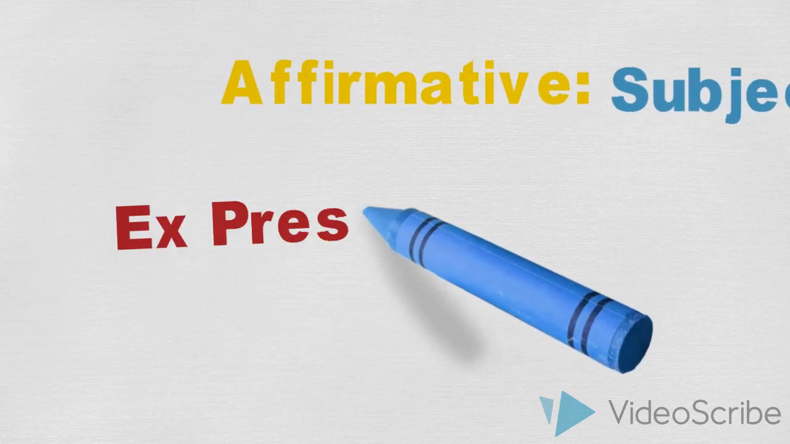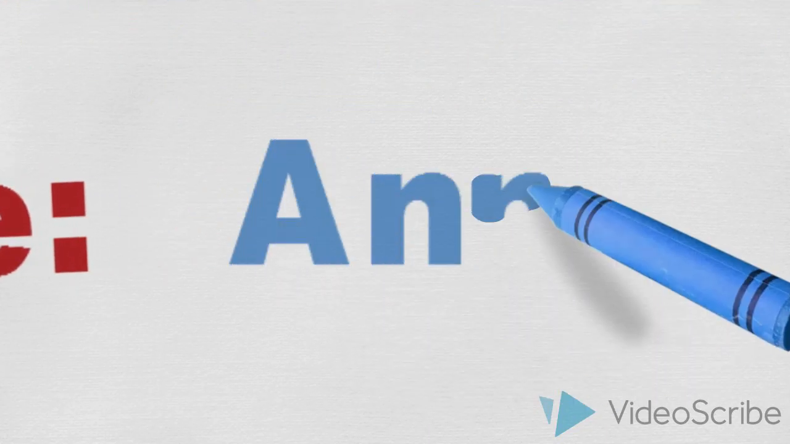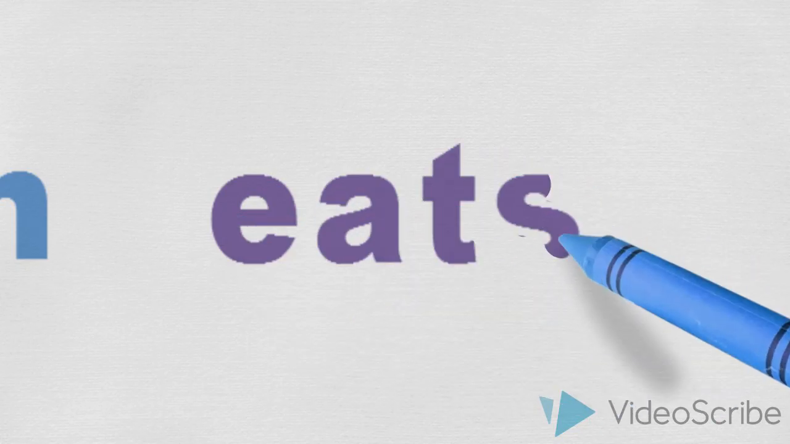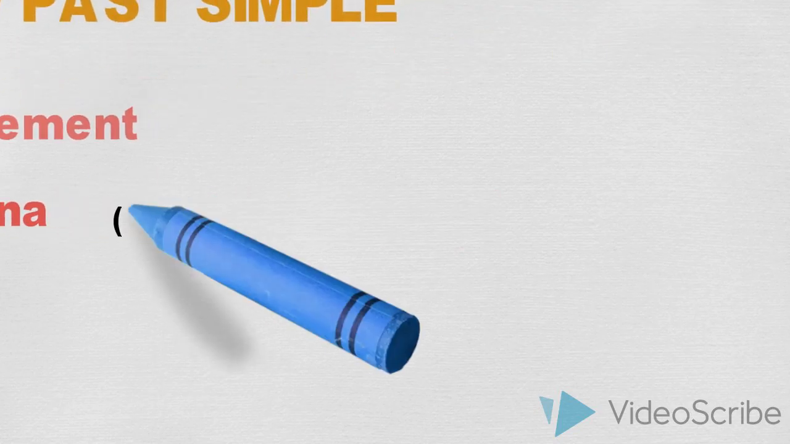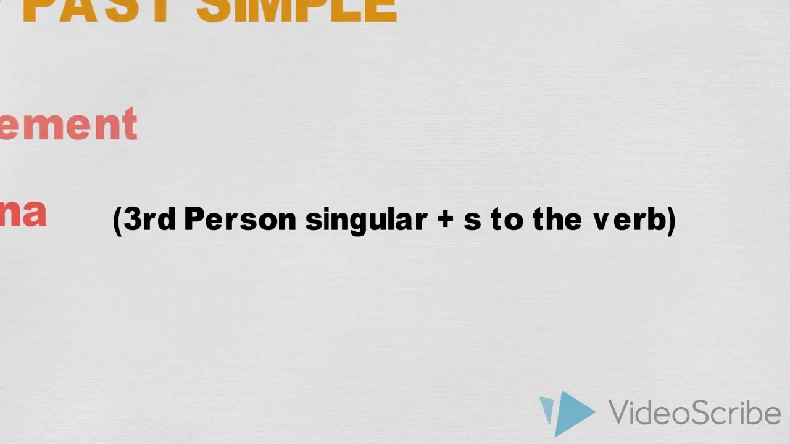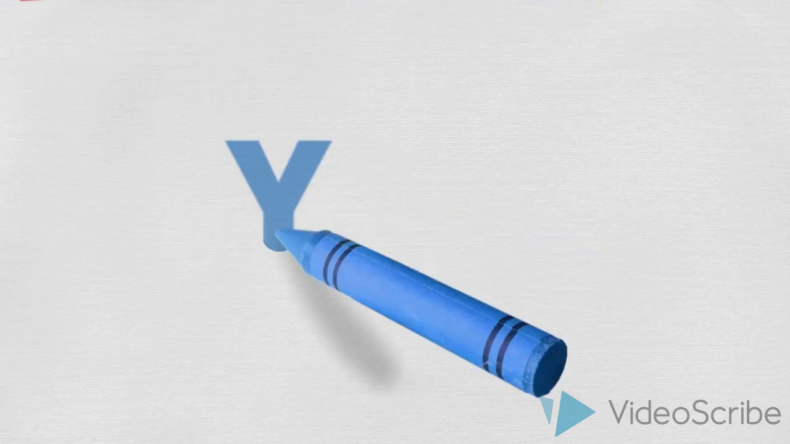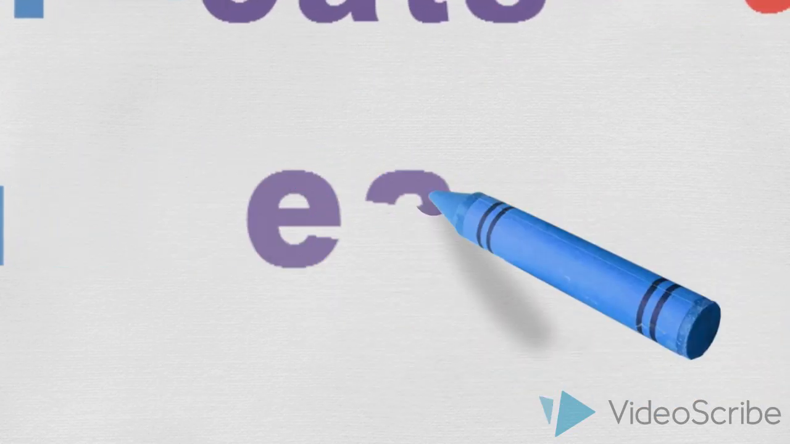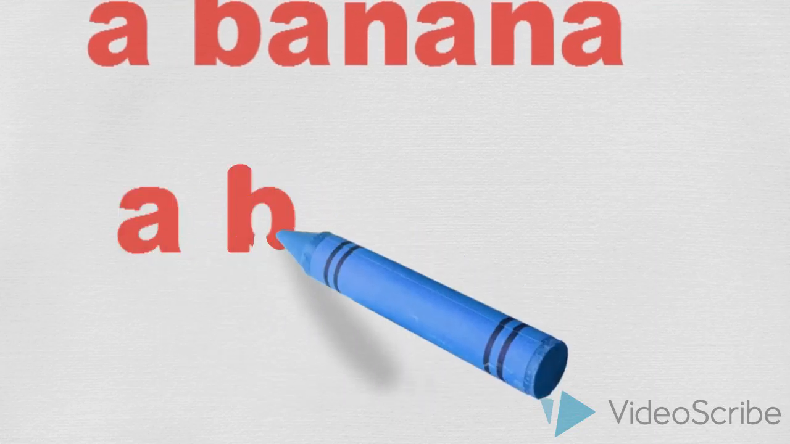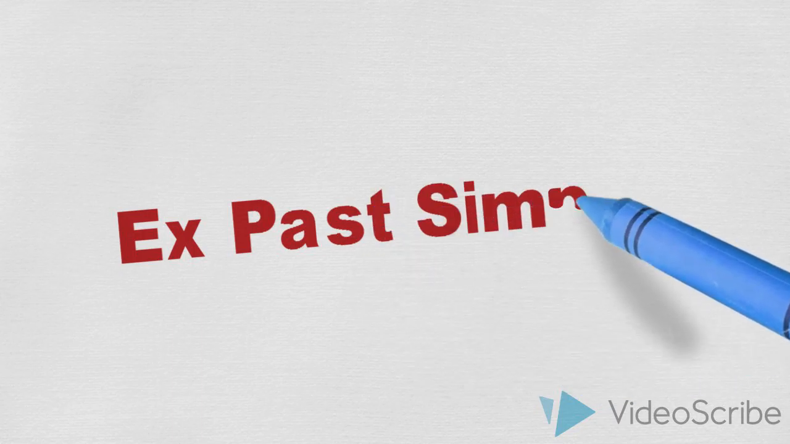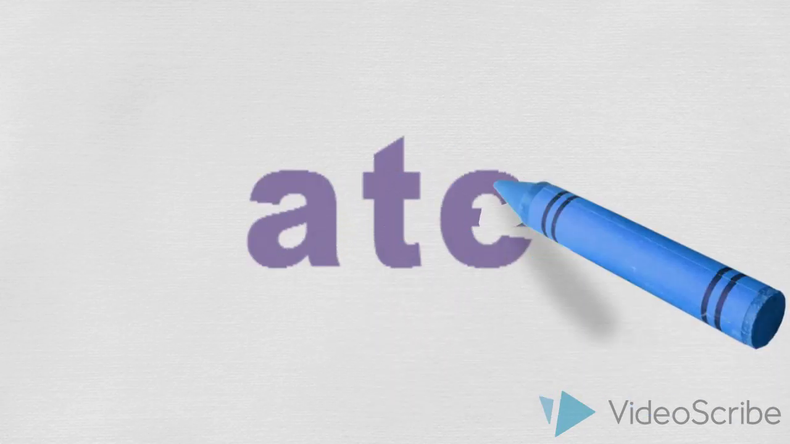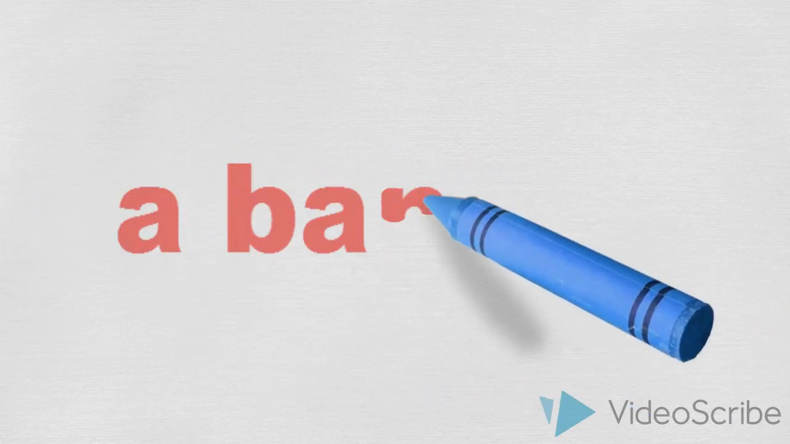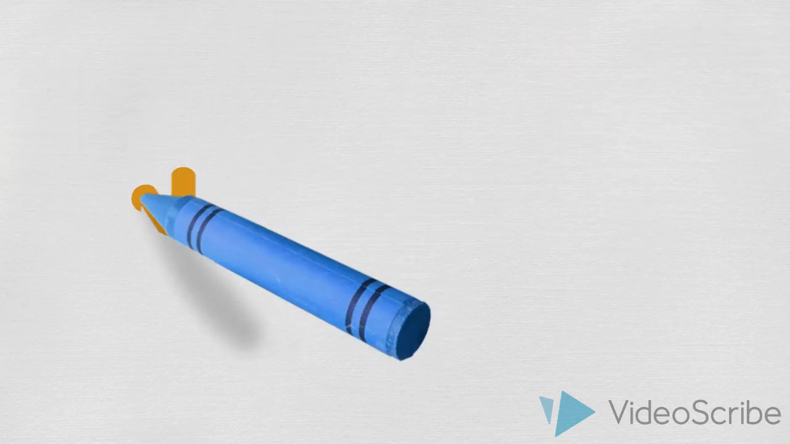Well, an example of affirmative in present simple is Anne eats a banana. In this example, you add an s to the verb because Anne is third person singular, so you add s to the verb. Well, example of past simple. You ate a banana. In this case, you change the verb to past.